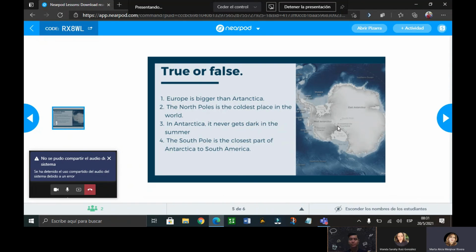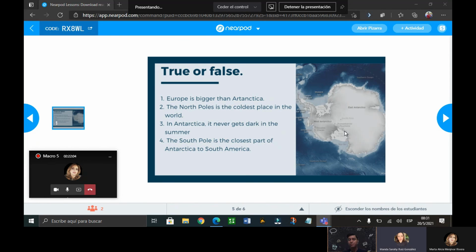And the last one? The South Pole is the closest part of Antarctica to South America. This is true for me. True. Right, that is true. So if we want to turn this fact into a question, we can say, which is the closest part of Antarctica to South America? And you answer, the South Pole is the closest part of Antarctica to South America.